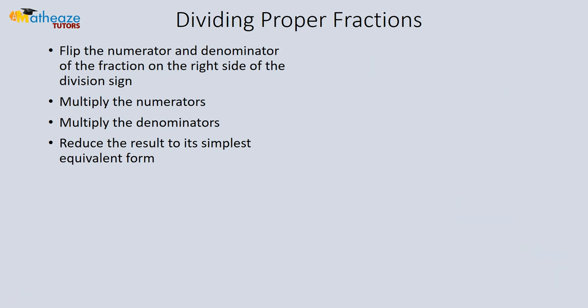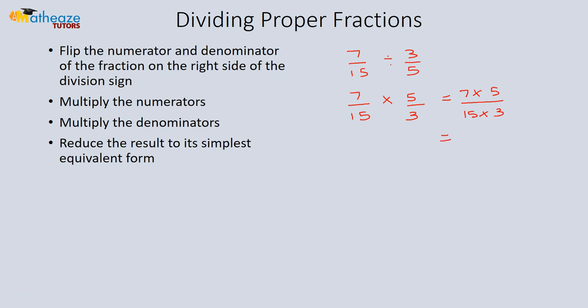Let's take a few more examples of this type. Now we're going to try 7 over 15 divided by 3 over 5. So we will write the fraction on the left hand side and we change this to a multiplication sign, and then we flip the fraction on the right hand side. So we multiply 7 and 5 and 15 and 3.